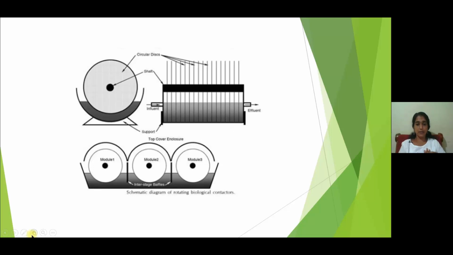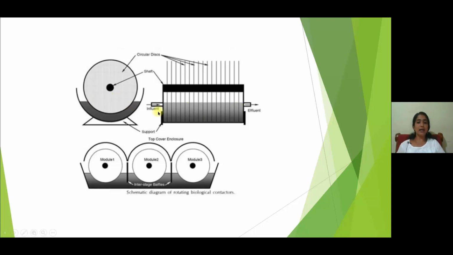This is the pictorial representation of RBC. You can see the side view. The first figure is the side view. The tank will be of a semicircular shape, and the water is allowed to contact with the circular disc, and this coverage will be only 40% of the diameter of the circular disc.